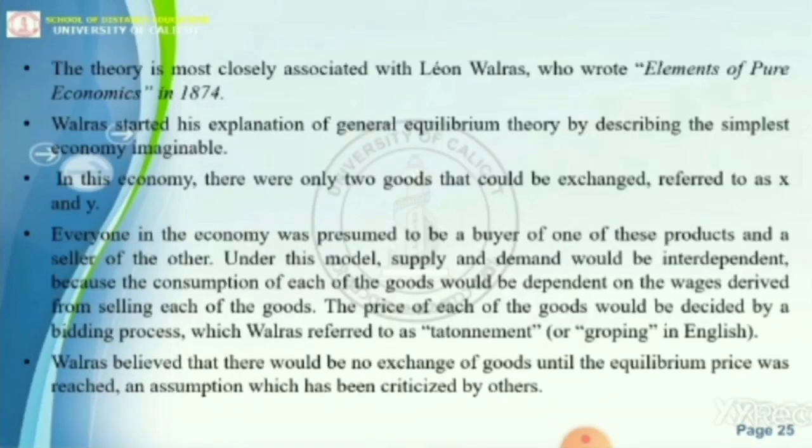The theory is most closely associated with Leon Walras, who wrote Elements of Pure Economics in 1874. Walras stated his explanation of general equilibrium theory by describing the simplest economy imaginable. In this economy, there were only two goods that could be exchanged, referred to as X and Y.